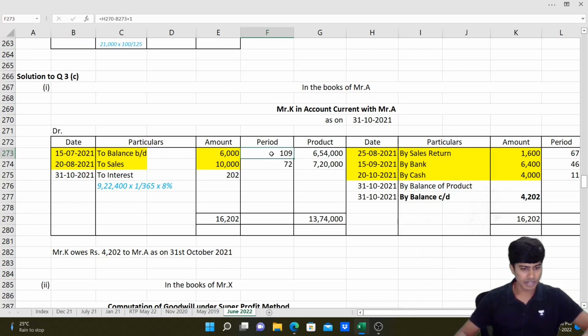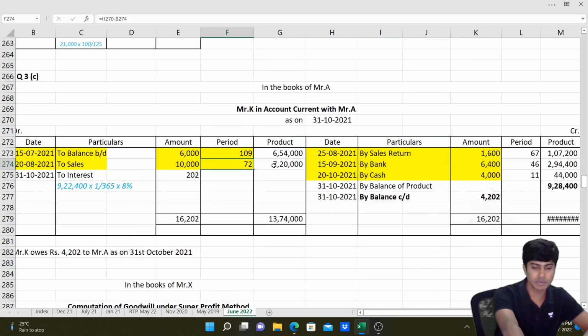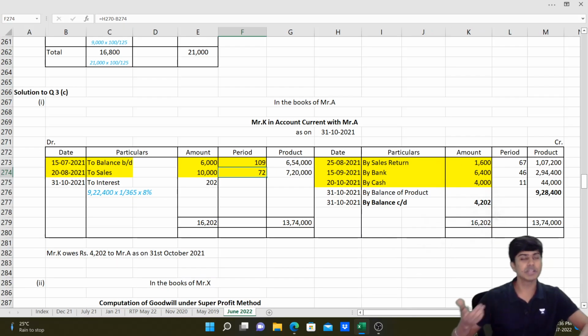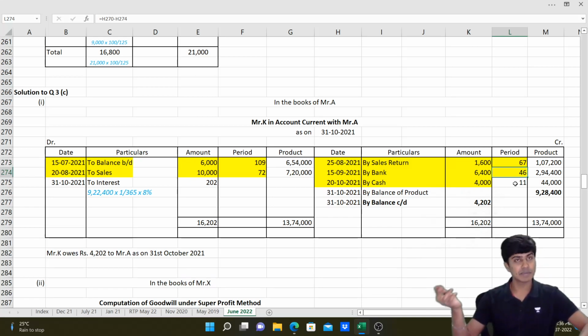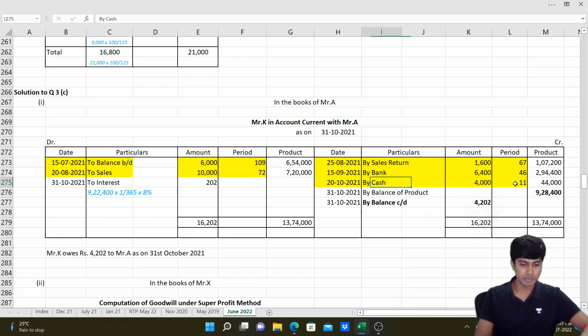Okay, here we'll write 109 days. That is from 15th of July to 31st of October, including 15th of July. From 20th of August to 31st of October is August 11 days, September 30 days, 31 days in October. It comes to 72. Similarly, from 25th of August, August remaining 6, September 30, October 31. 61 days. From 15th of September, 15 days in September, 31 days in October. Then from 20th of October, 11 days in October. That's all we have.